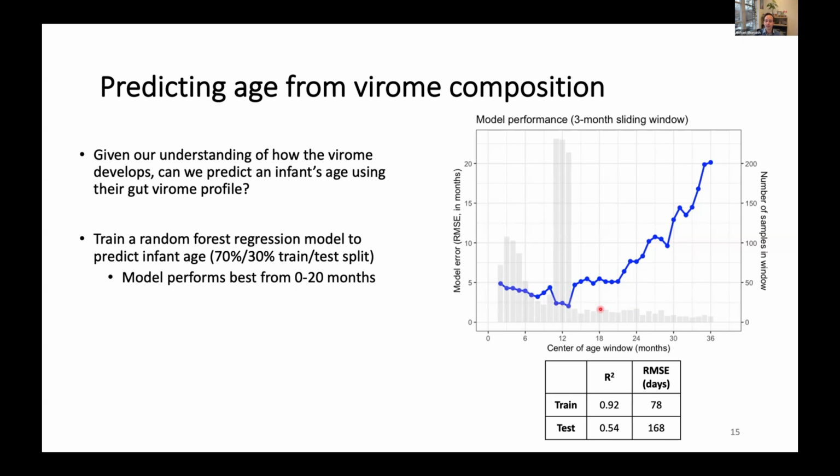But also, as the communities converge and stabilize, the model isn't able to necessarily differentiate a 20-month-old virome from a 26-month-old virome, just because things stabilize and there's not much more development happening.